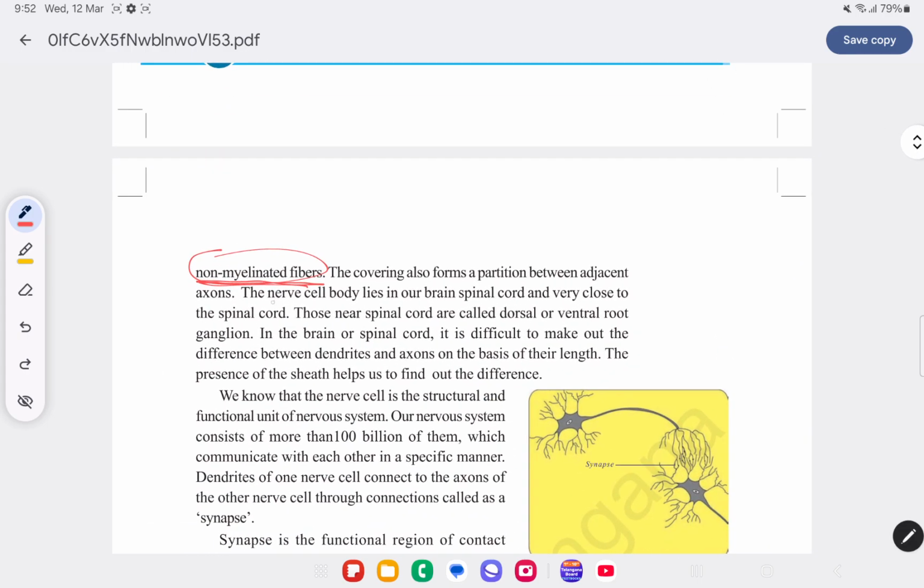Now, the nerve cell body lies in our brain and spinal cord, and they are very close to the spinal cord. So where will the cell body be present? In our brain as well as in our spinal cord, but they are very close to our spinal cord. Those cell bodies which are near the spinal cord are called dorsal or ventral roots.